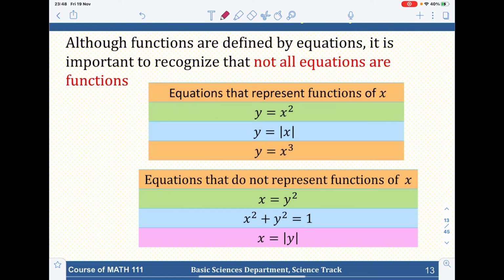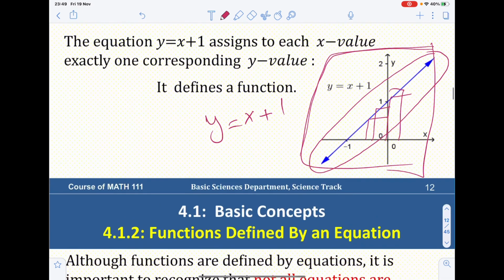Also, some functions are defined by equations, and it could be, for example, quadratic equations, absolute value equations, or cubic equations. It is important to recognize that not all equations are functions. So here, yes, it is a function because, as you can see, it is a linear equation, and for linear equations we will have a line, and obviously you can notice that each element in the domain corresponds with exactly one element in the range.